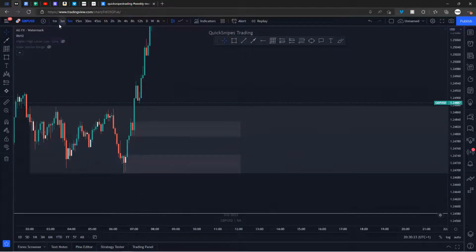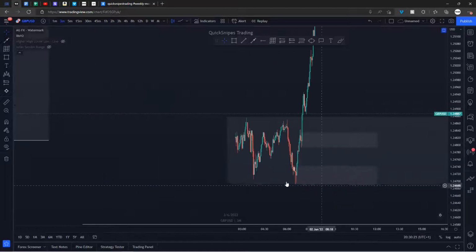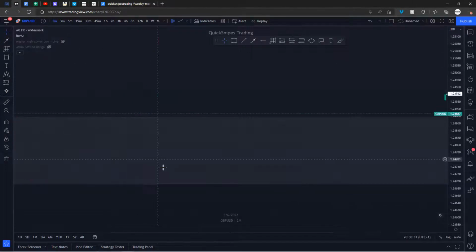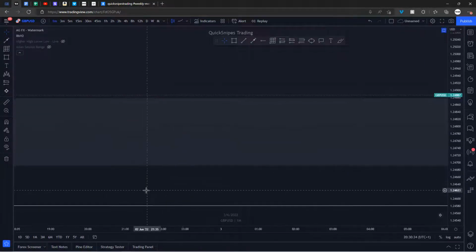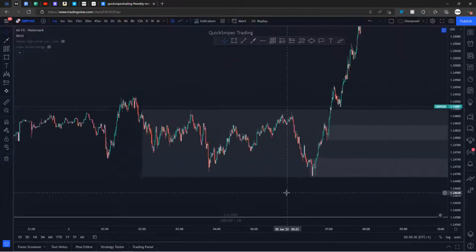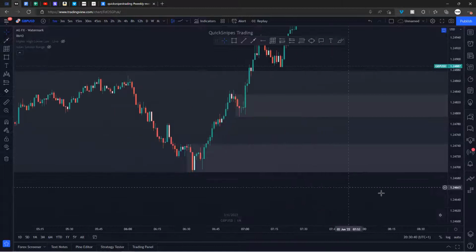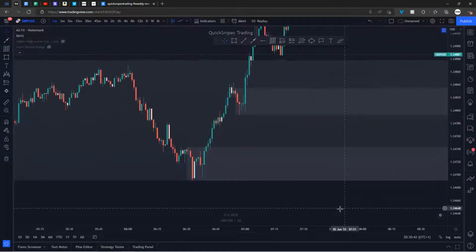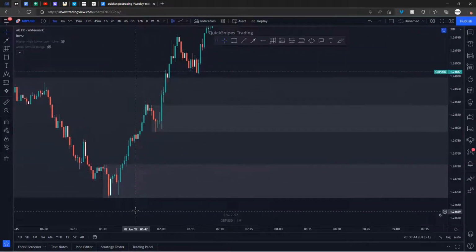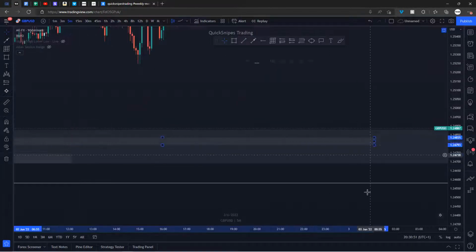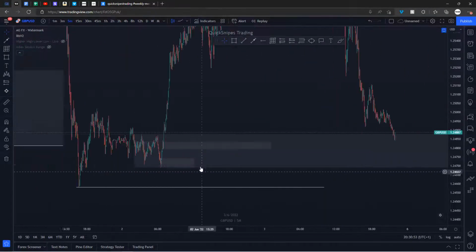Now let's see within those demands, are there even better entries? So on the 3-minute, not really. And again, 3-minute on this one, not really. 1 minute. So we want to see that clear order block where we've kind of grabbed those lows. So yeah, nothing that catches my eye really. So I think we'll trade it straight off of the 5-minute zone. So this is what I'm looking for in terms of potential entries for this week.